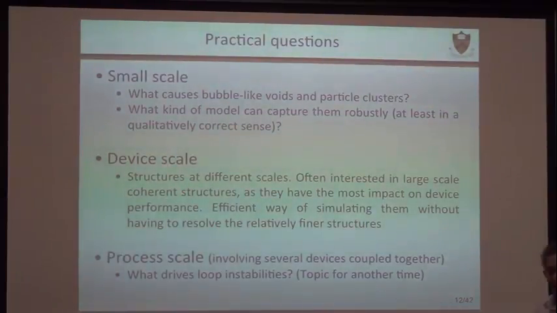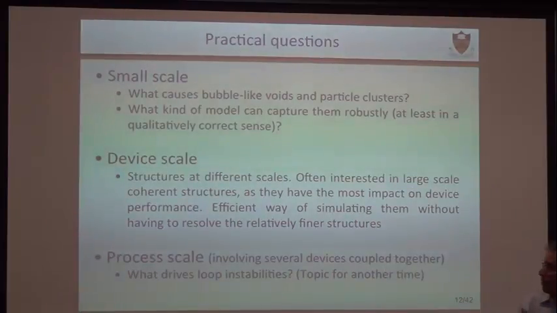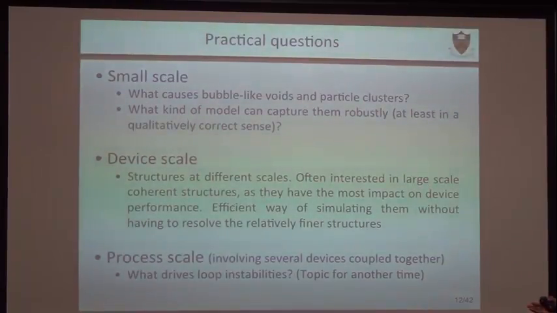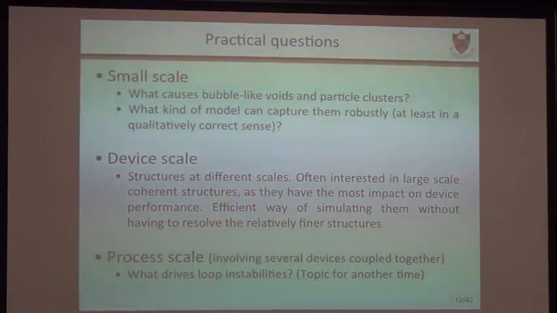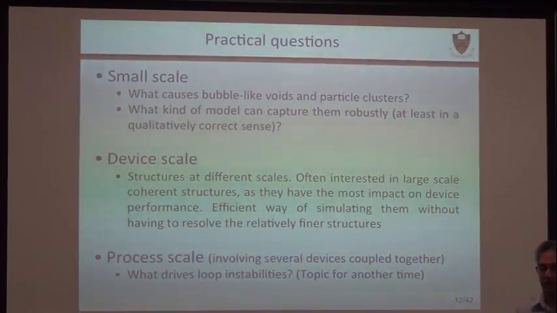When it comes to the device scale, which is what I'm going to talk about today, we have structures at different scales, as I showed you in the movie, and we are often interested in the large scale flow structures. How do these small scale flow structures work together to give you large scale flow complexities, and how will that affect the reactor performance that we can predict in analysis? And so how do you efficiently simulate them without having to resolve everything?